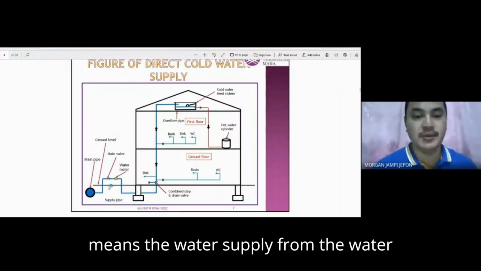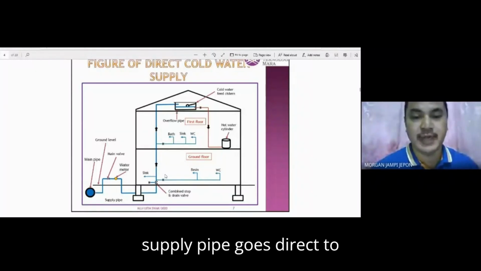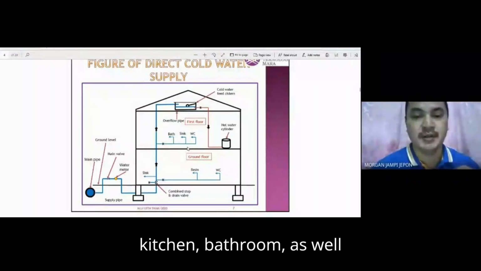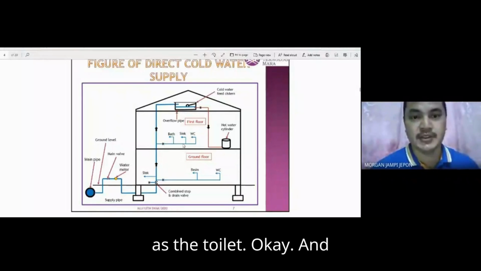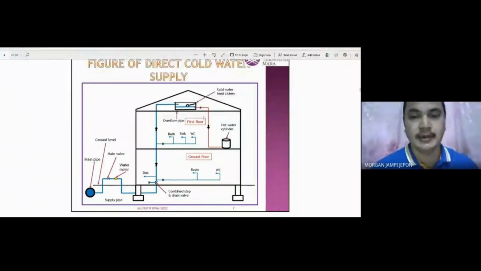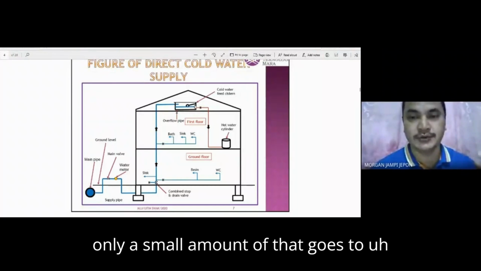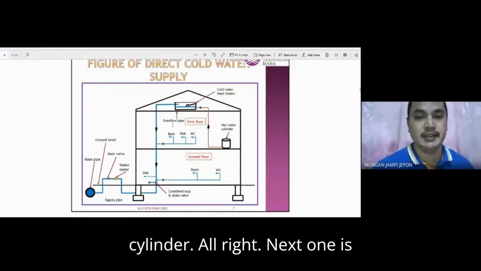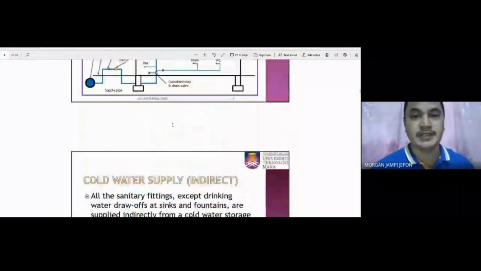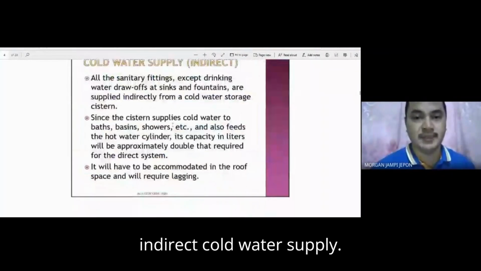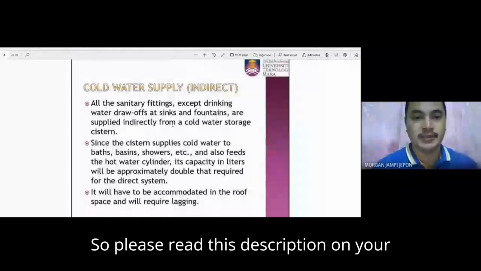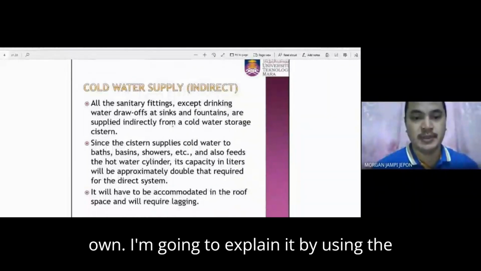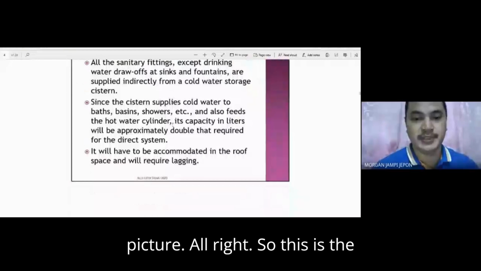Direct means the water from the water supply pipe goes directly to the kitchen, bathroom, as well as the toilet. Only a small amount of that goes to the cold water feed system and hot water cylinder. Next one is indirect cold water supply. Please read this description on your own. I'm going to explain it by using the picture.